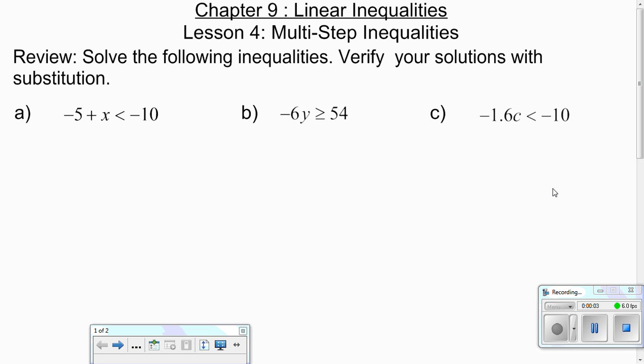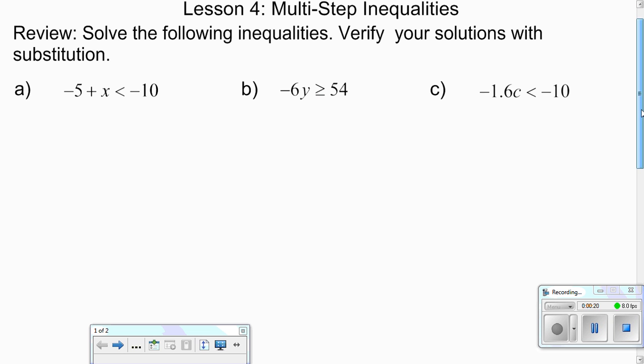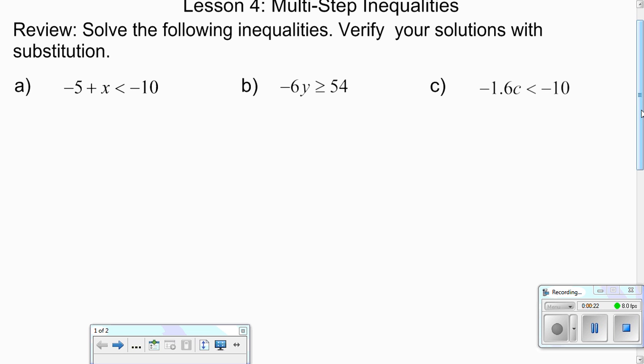Okay, we have reached lesson 4 for linear inequalities. We're looking at multi-step inequalities, so we're building off of the work we've done in lesson 3. You're going to need to also remember your work that we've done through chapter 8, solving equations. They're not going to be quite as crazy as the equations you had in chapter 8, but along the same lines. So these 3 are review questions for you.